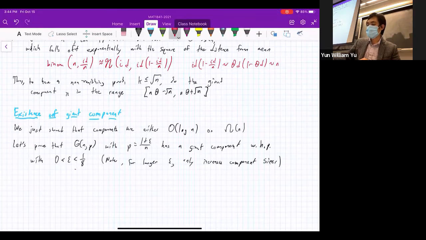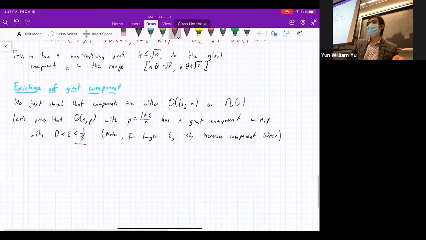So this here is a technical condition. Epsilon doesn't have to be less than 1 over 8. We're going to prove it for epsilon in the range between 0 and 1 over 8, because that makes the proof simpler. And it's pretty easy to see that if you're increasing the degree probability, you're not going to be making the giant component any smaller. You're only going to increase it, if anything.